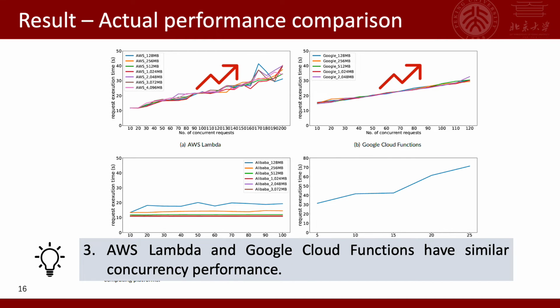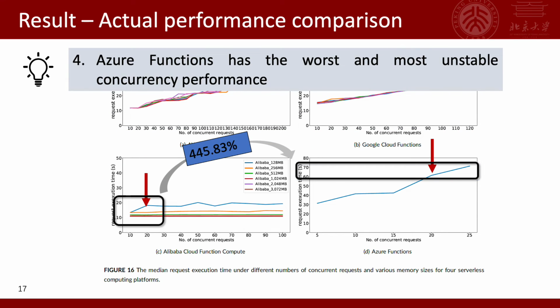Additionally, AWS Lambda and Google Cloud Functions have similar concurrency performance, and their request execution time increases linearly with the number of concurrent requests. We also find that Azure Functions has the worst and least stable concurrency performance. For example, when there are 20 concurrent requests, the median value of the request execution time of Azure Functions in the figure is 445.83% worse than that of Alibaba Cloud Function Compute.